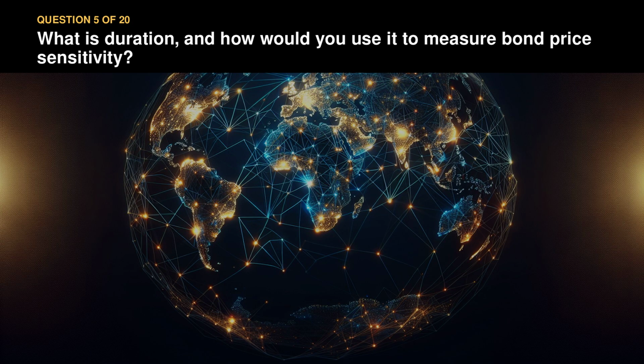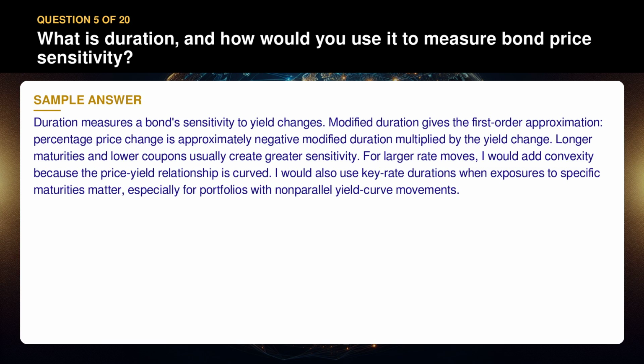Question 5. What is duration, and how would you use it to measure bond price sensitivity? Duration measures a bond's sensitivity to yield changes. Modified duration gives the first-order approximation. Percentage price change is approximately negative modified duration multiplied by the yield change. Longer maturities and lower coupons usually create greater sensitivity. For larger rate moves, I would add convexity because the price-yield relationship is curved. I would also use key rate durations when exposures to specific maturities matter, especially for portfolios with non-parallel yield curve movements.